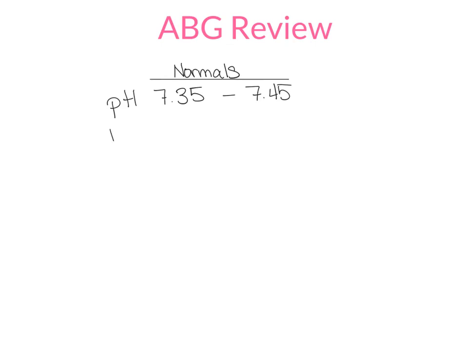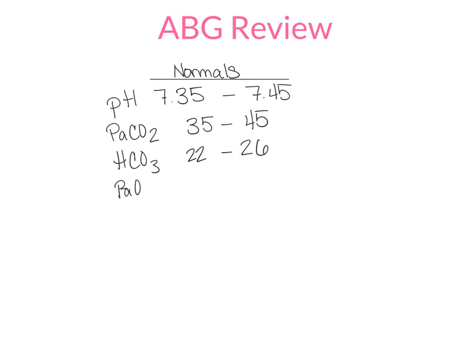Our normal PaCO2 should be 35 to 45. Our normal bicarb should be 22 to 26. And our normal PaO2 should be 80 to 100. So it's always important to know your normals before you start fixing the ABG or interpreting it.